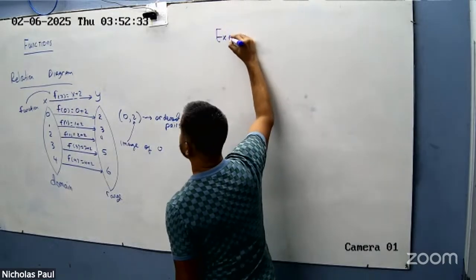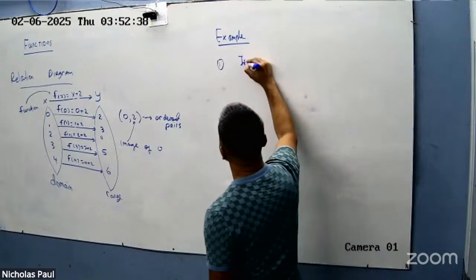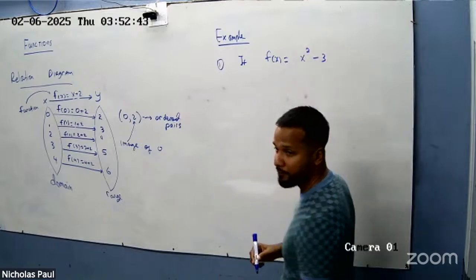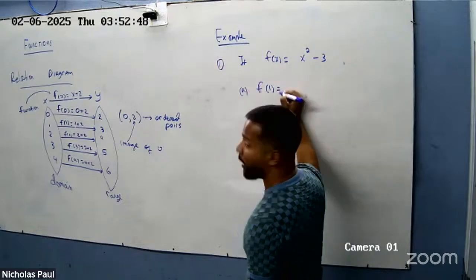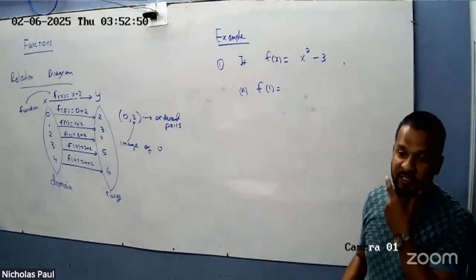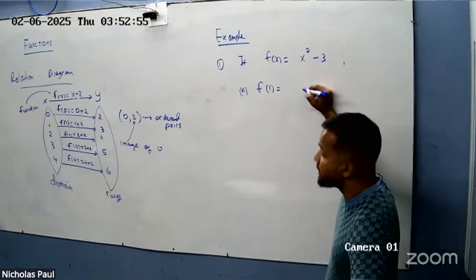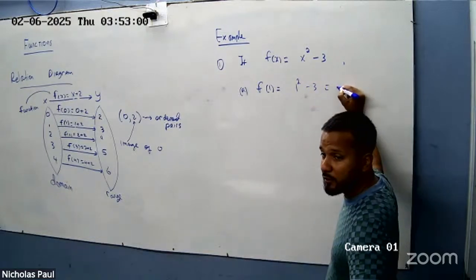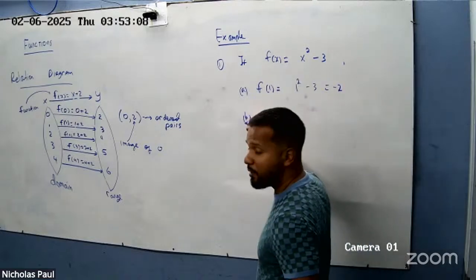All right. So those are some of the definitions that we need to know. So let's say we have something like this. If f of x is equal to x squared minus 3, let's see if we can find f of 1. What would f of 1 be? 1 squared take away 3, which is minus 2.